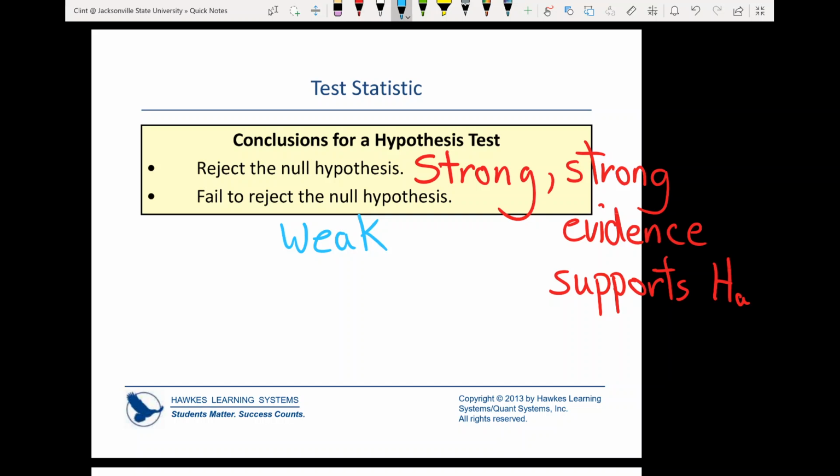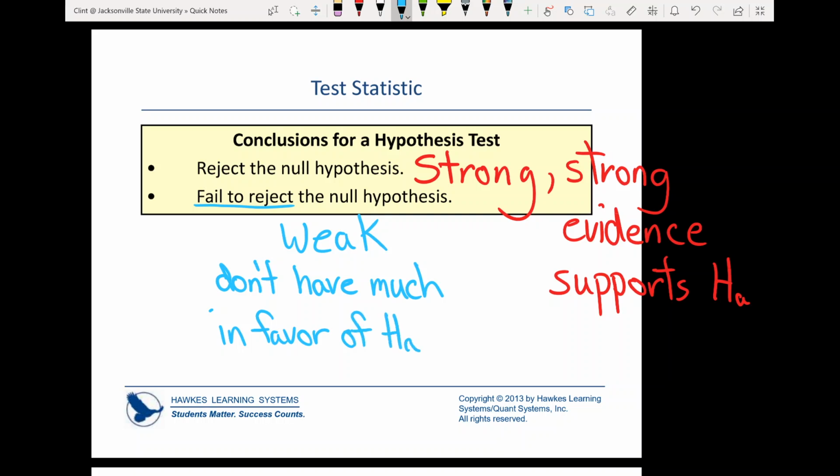If we fail to reject the null hypothesis, then that's a weak statement. And that just means we don't have much evidence in favor of the alternative hypothesis. Okay, so there we don't have strong evidence, so we just kind of stick with the status quo. But if we do have strong evidence that supports our alternative hypothesis, then we reject the null hypothesis, and that's a very strong statement.